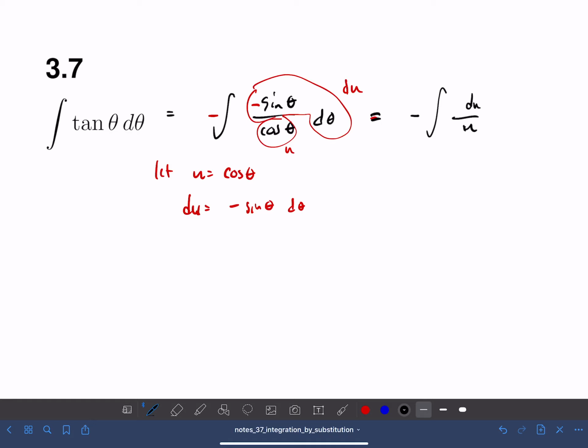And I hope you're getting more familiar with that. If you're not down with that, that's minus the integral of 1 over u du, which is equal to minus the natural log of the absolute value of u plus some constant c, equals minus natural log of the absolute value of cosine of theta plus some constant c. Yay!